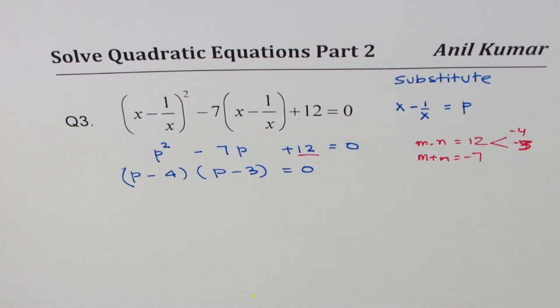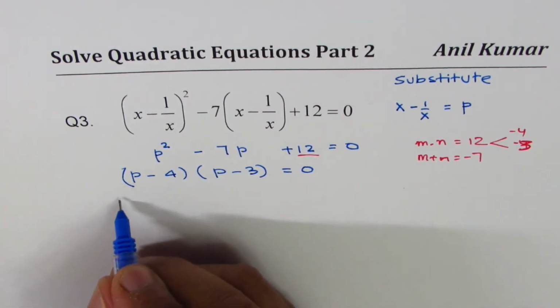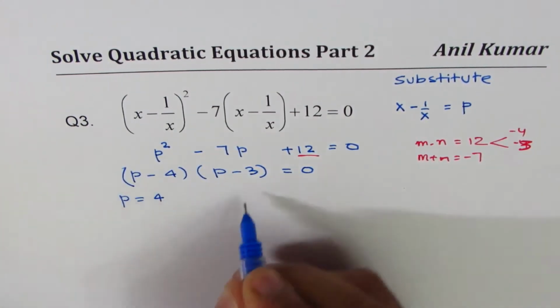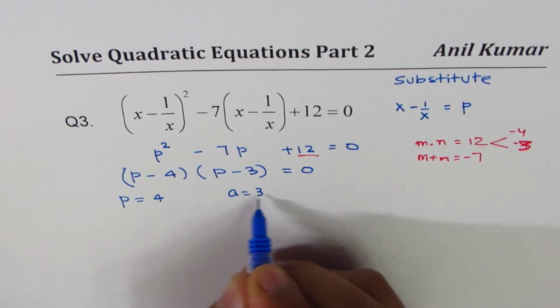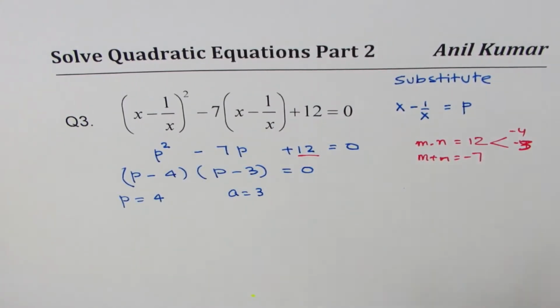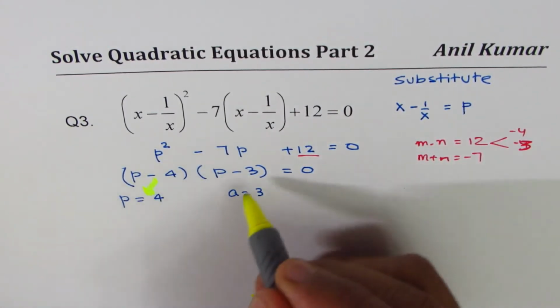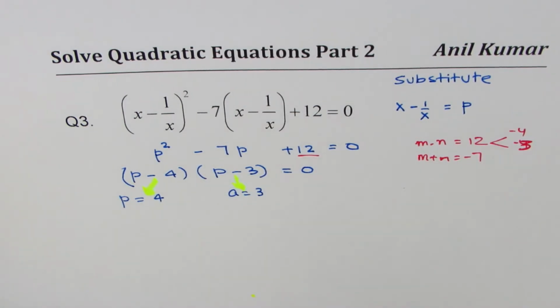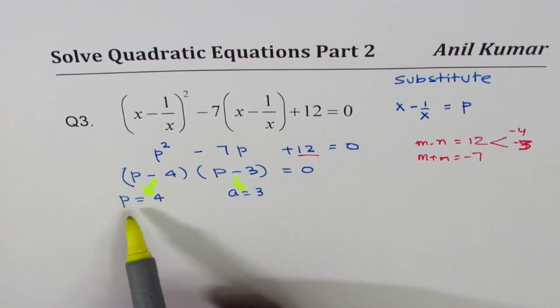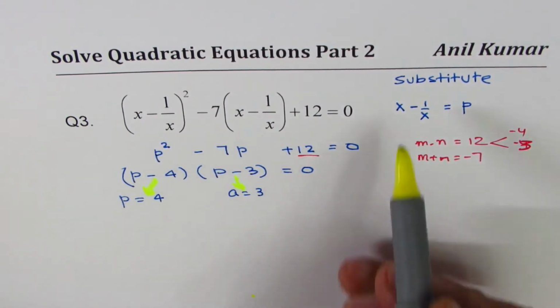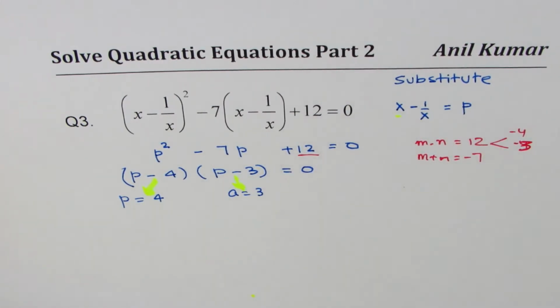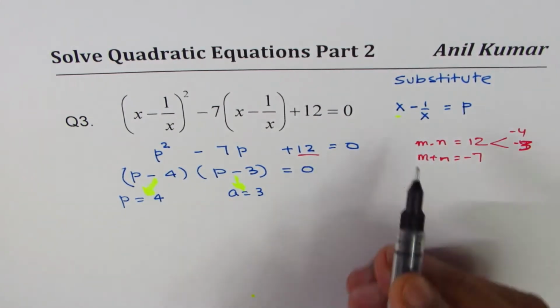Once you have two factors multiplied to give you 0, you have two possible solutions. One of them is p equals 4, the other one is p equals 3. Is it okay? So these are the two solutions which you get from these factors. But you don't really have to find the value of p, you need to find the value of x, correct? So let's get back to our original equation.